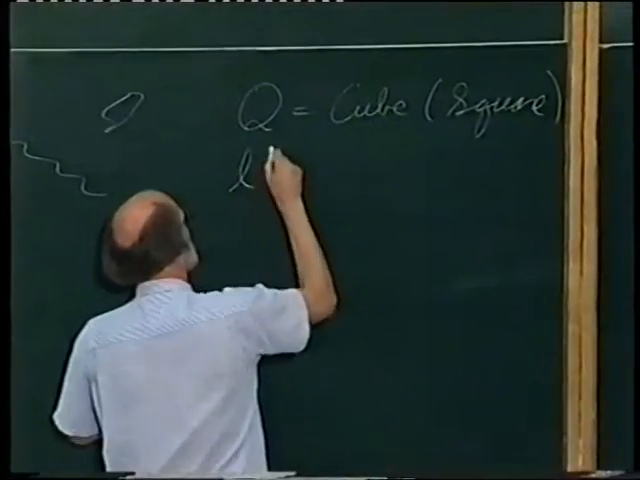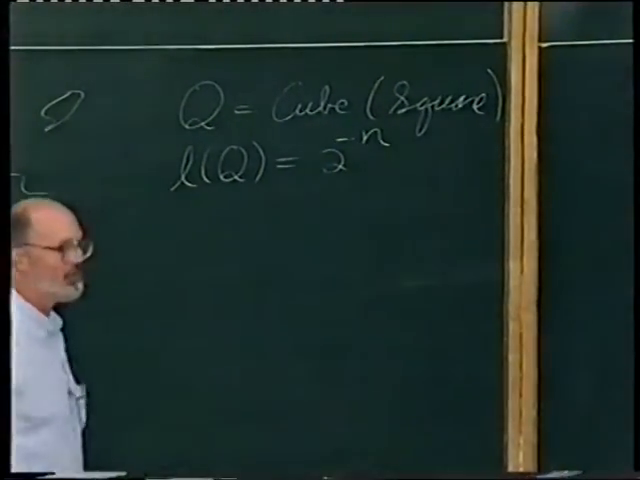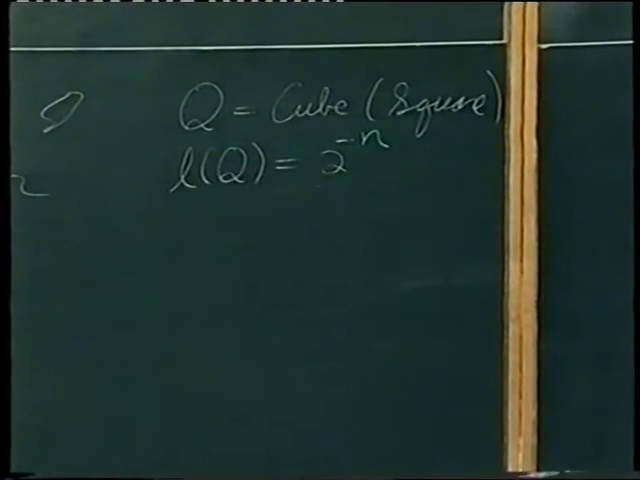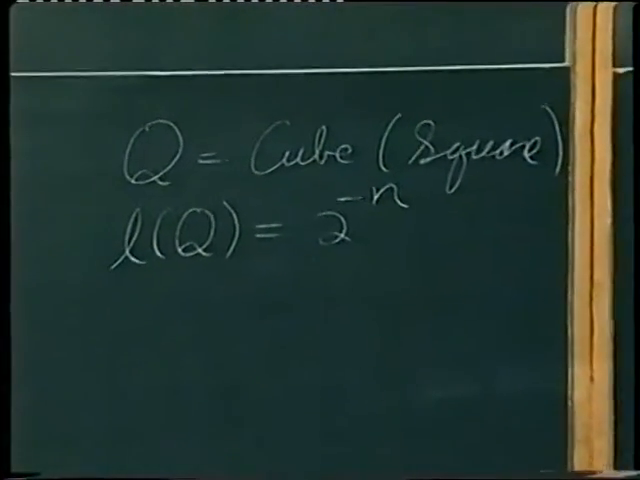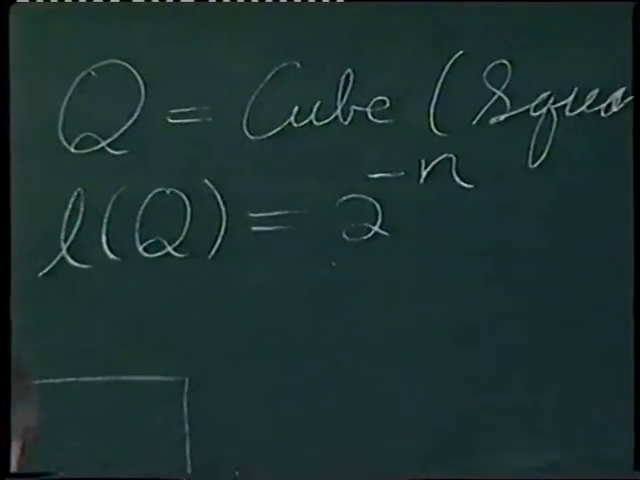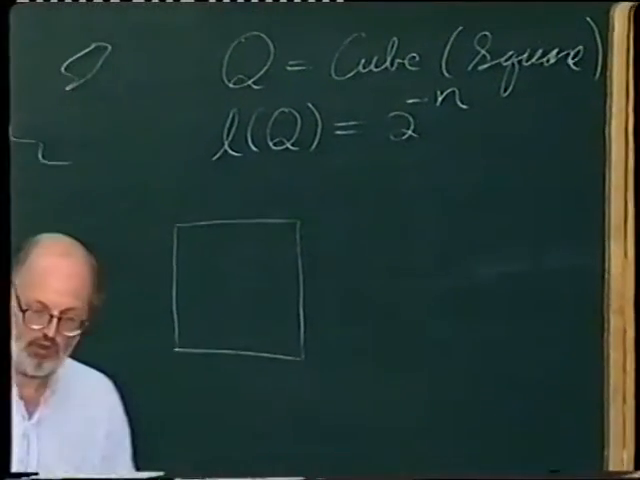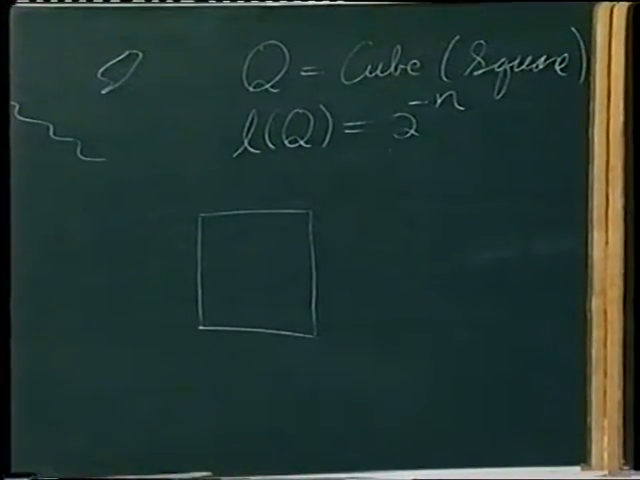And we're going to pick dyadic cubes. So the side length is 2 to the minus n, where n is any integer, positive or negative. And now here's what we do. We take this cube, and we want to see how flat the set is in here.